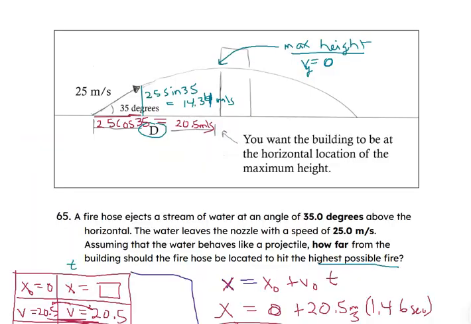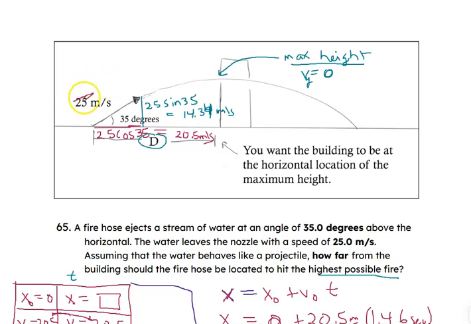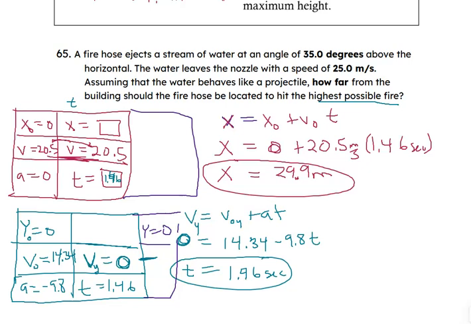So it's kind of like you're working backwards. Oh, we forgot to cross that out. That's how far horizontally the water has gone when it's at max height. So if the water has gone that far, then that means move the fire truck back that distance so that the max height happens at the building. I think that's the answer to the question. I don't think we care about anything else there. All right, so that was a nice little problem with different unknowns for you.